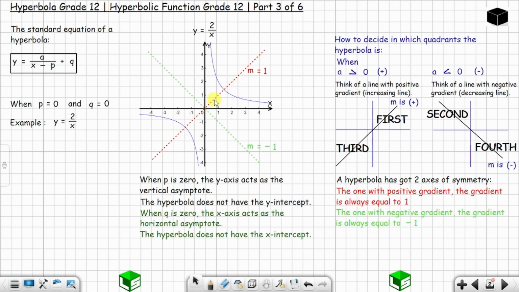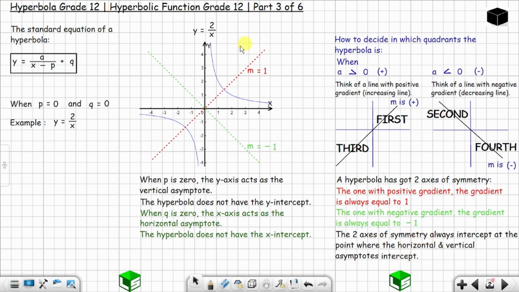So let's carry on. Now, the 2 axes of symmetry always intercept at the point where the horizontal and vertical asymptotes intercept. The 2 axes of symmetry, this one and this one, always intercept at the point where the horizontal and vertical asymptotes intercept.